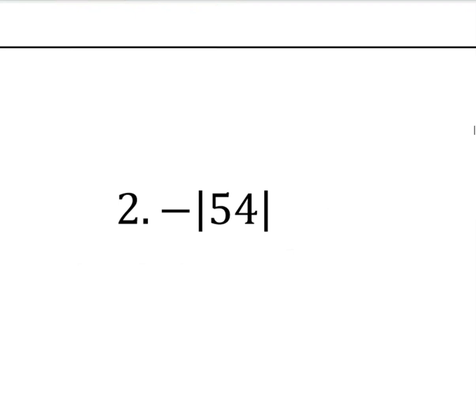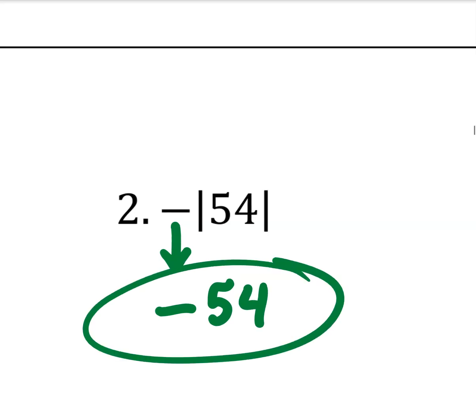Number two, I have that negative on the outside. Here's what I do when I do these problems. When I see the negative on the outside, I just write it, so then I don't forget. Because then whatever I get for my absolute value, I know it's going to be negative. So inside my absolute value bars, I have 54. So I'm doing the absolute value of 54. 54 is 54 spots away. I put that negative on the outside. I am good to go on that one.